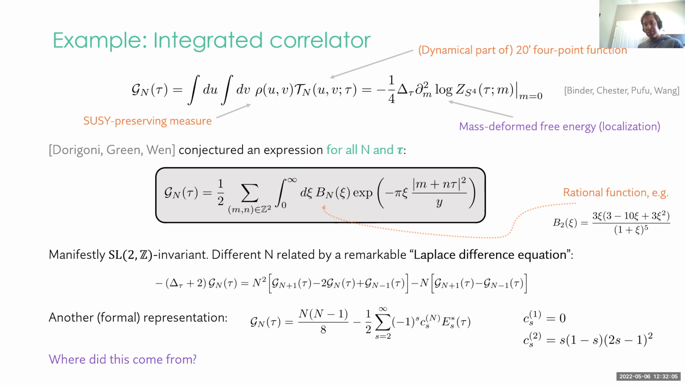And just to make contact with what we're about to say next, there's another representation they wrote down, which is formal in the sense that it is not convergent everywhere in the upper half plane, which is as a sum of Eisenstein series with positive integer index with some coefficients C_s(N), which can be determined by this recursion from the fact that N equals 1 is trivial, and the N equals 2 answer is just this quartic polynomial here. So these two things are the same thing, at least formally, and it's clearly a very tidy object.